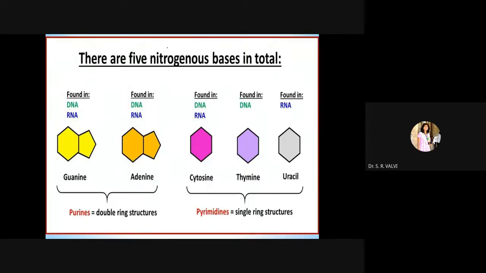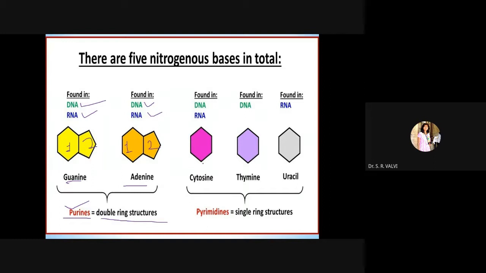Now see, I have explained this with another slide. Guanine and adenine are purine bases because they have a double ring structure. You can see ring number 1 and ring number 2, so here too there is 1 and 2. So purines, guanine and adenine, have a double ring structure. Both adenine and guanine are present in DNA as well as in RNA.